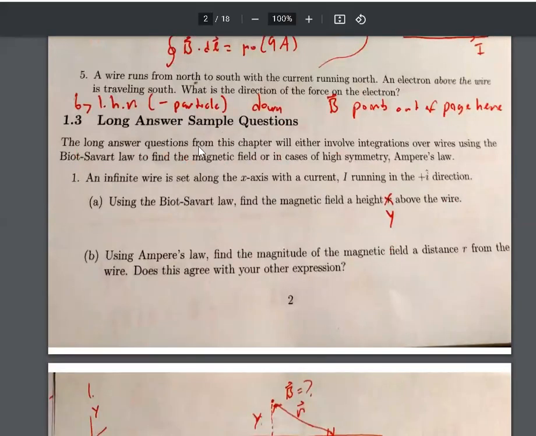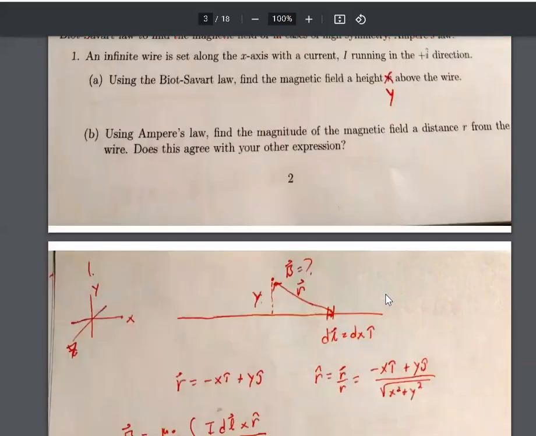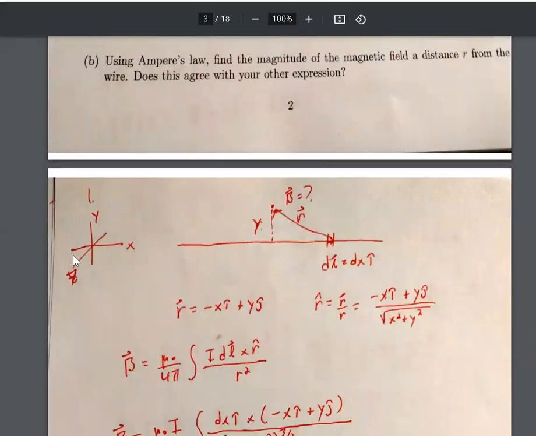So you have an infinite wire that runs along the x-axis with a current running in the positive x direction. And we want to find the magnetic field some height y above the wire. I initially put r here, but then there were too many r's and things got confusing. All right, so we can draw our setup here. This is the x direction, this is the y direction, and out of the page is z. And so we want to know the magnetic field up here, where this distance is y.